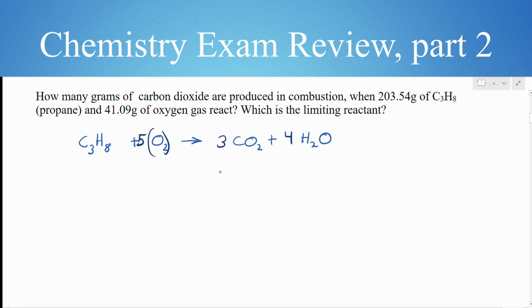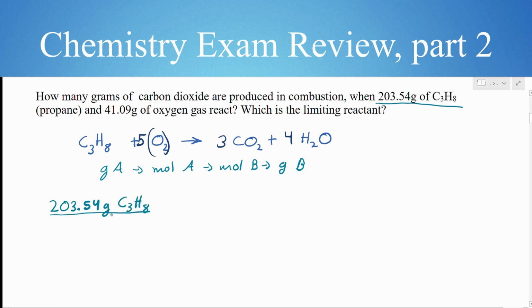Okay, so we know that we are going to deal with this map here. Grams of A, moles of A, moles of B, grams of B. Okay, and so we start out, let's do this one first. So 203.54 grams of propane. Starting out with grams, we'll have A as propane. Okay, we're going to start here, and next we're going to go to our moles of propane.